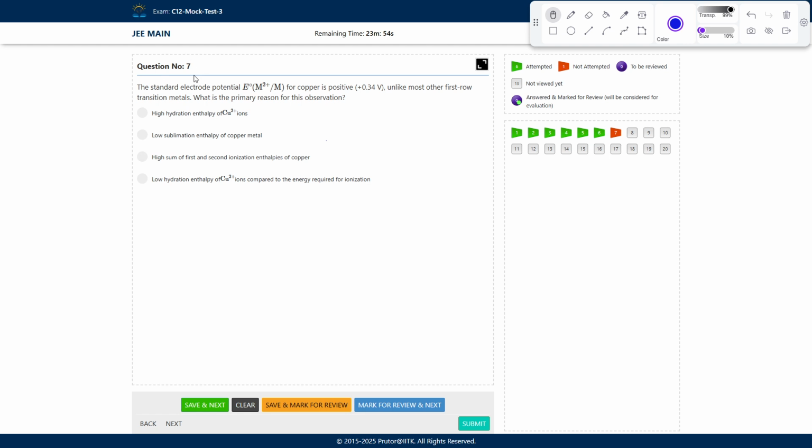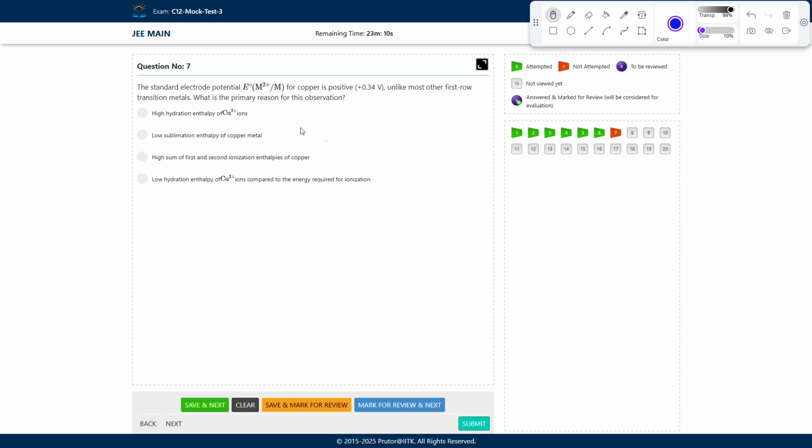Okay, so this is question number 7, and it is saying that the standard electrode potential, that is E naught for M2+ to M, for copper is positive, that is +0.34 volt, unlike most other first row transition metals. Now, what is the primary reason for this observation? You have to tell why the E naught for copper, a transition element, is positive, +0.34, unlike the other elements present in the first row of the transition series, right?